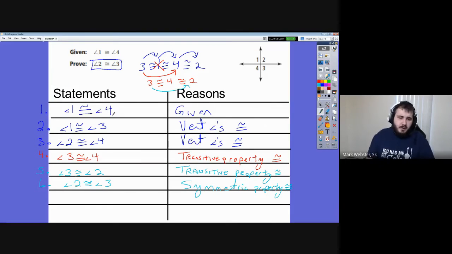Now, look, here's what we did. We started out with this given information and this picture. The picture allowed us to use our vertical angles theorem to show that angle 1 was congruent to angle 3 and angle 2 is congruent to angle 4.